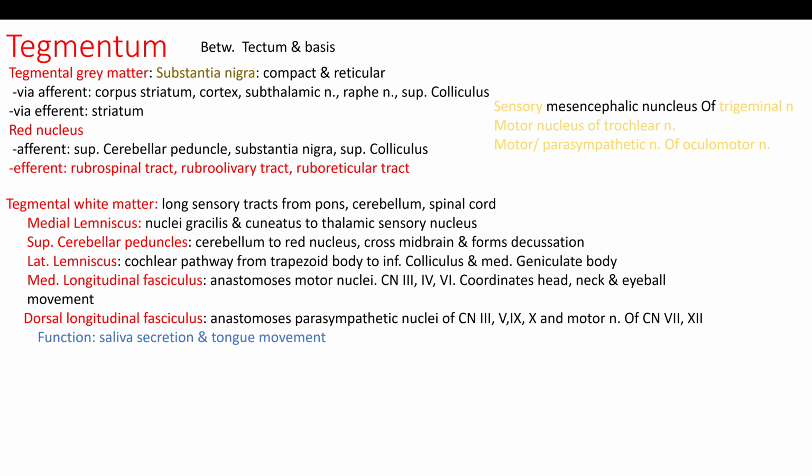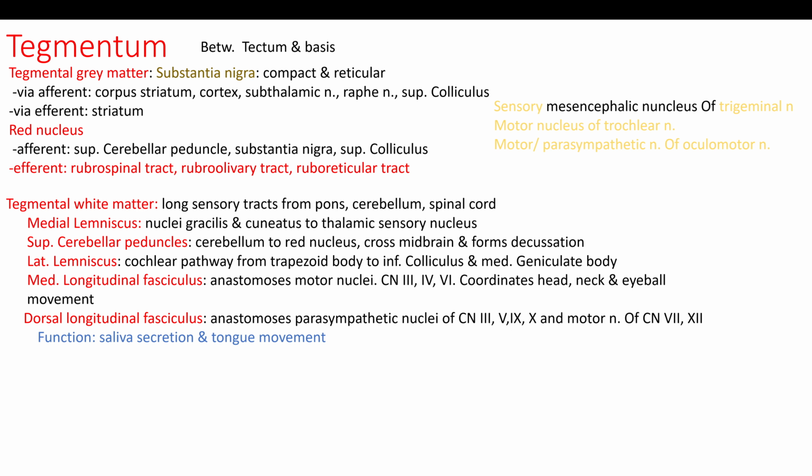The tegmentum, which translates to the covering of the basis, is a plate of neurons and tracts between the tectum and the basis. It is composed of white matter and gray matter. The gray matter consists of substantia nigra. There's compact and reticular, and connects through afferent fibers with corpus striatum, cortex, subthalamic nucleus, raphe nuclei, superior colliculus, and its efferent fibers pass to striatum.